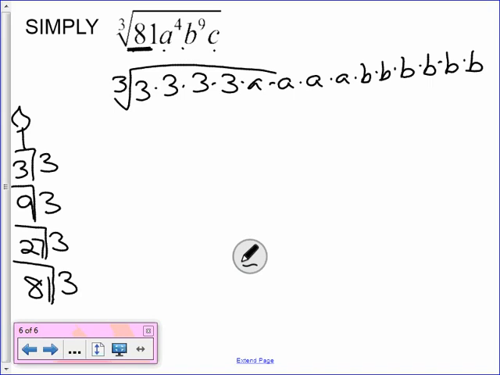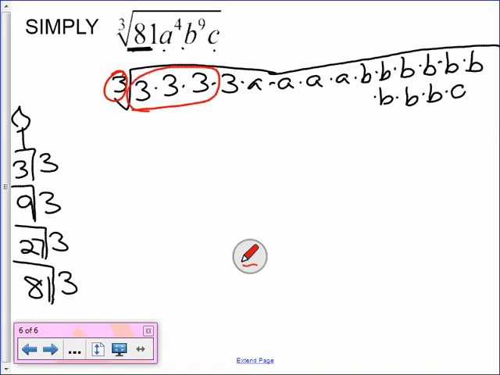Alright, I gotta extend it down to the next line. Times B times B times B times C. Alright, so now I have, since I'm working with a cube root now, I need triples. Okay, here are triple 3s, here are triple A's, here are triple B's, another set of triple B's, another set of triple B's right here. Okay, so anything that's circled in red can be moved to the outside.